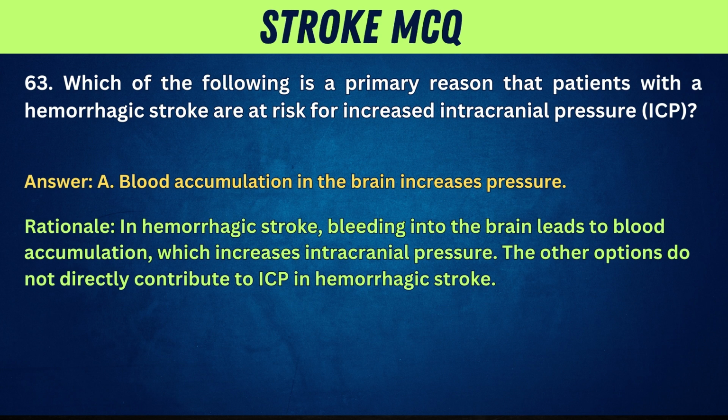Rationale: in hemorrhagic stroke, bleeding into the brain leads to blood accumulation, which increases intracranial pressure. The other options do not directly contribute to ICP in hemorrhagic stroke.